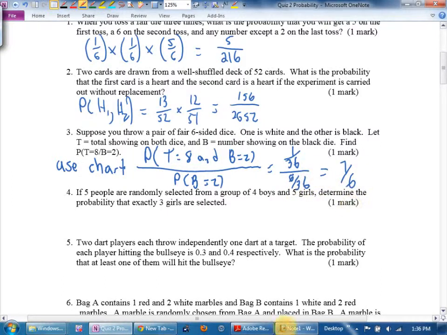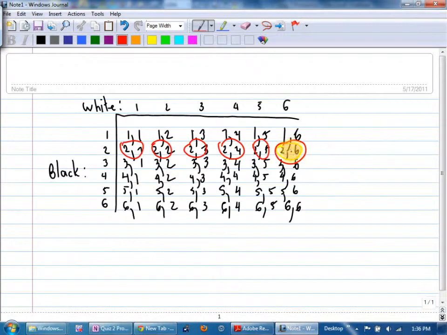Now that I see that, I say, oh yeah, 1 circled out of 6. But I got there with the formula just in case.